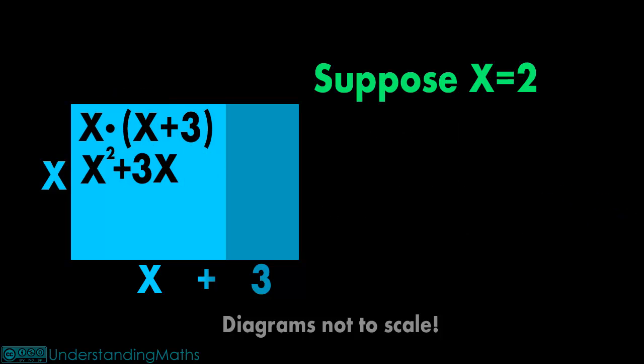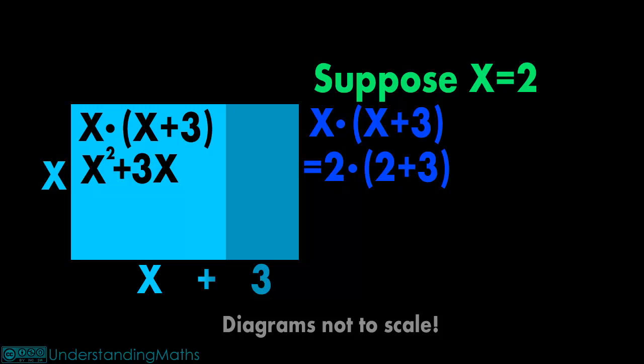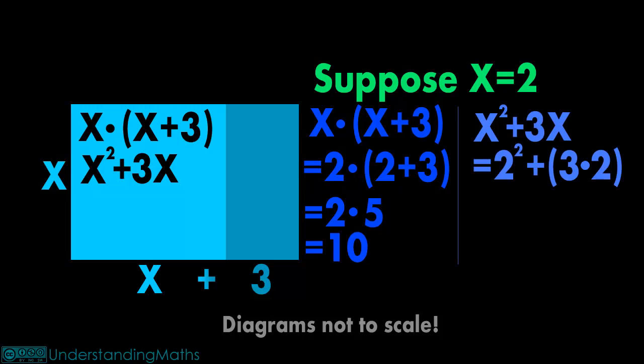Let's give it a test and see that this works. Suppose x equals 2, so we just substitute 2 in for x. That makes 2 times the sum of 2 and 3, so 2 times 5. The result is 10 units squared. Now for the other expression. That makes 2 squared plus the sum of 3 times 2. That makes 4 plus 6. And again, you don't need your calculator to figure out the result, which is 10. As always, the area of the shape is in units squared. So this works, and that's nice to know, and we can now move on.